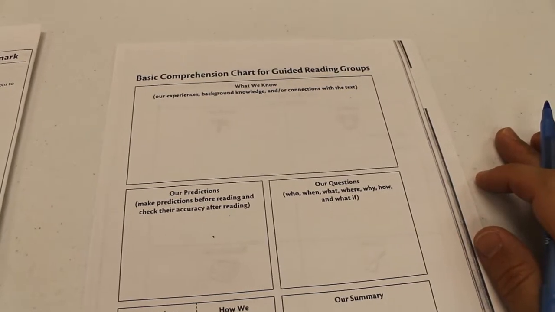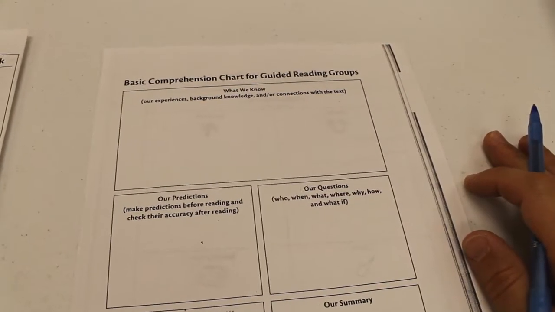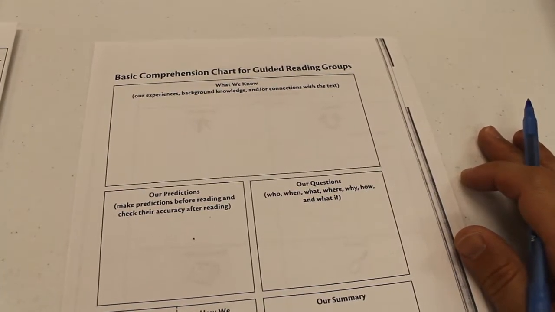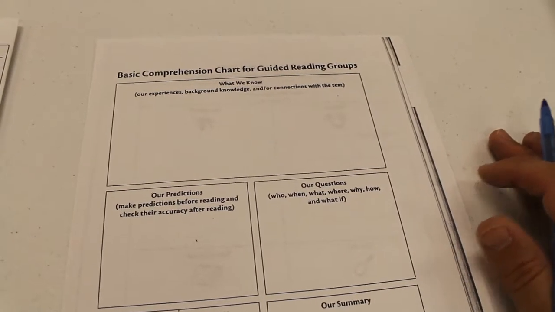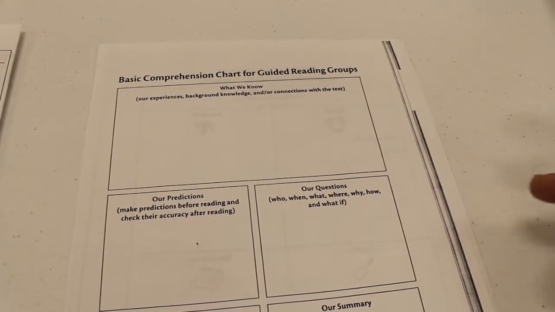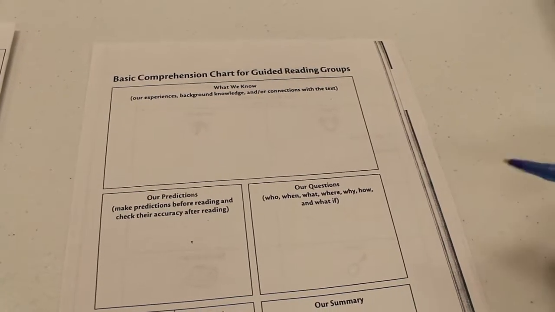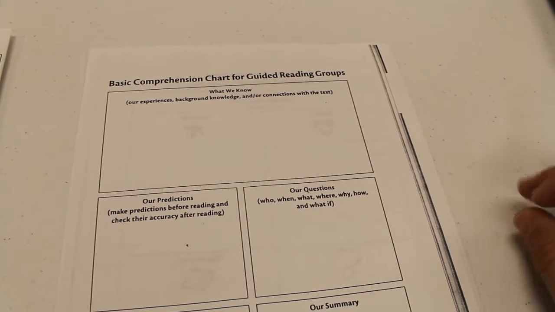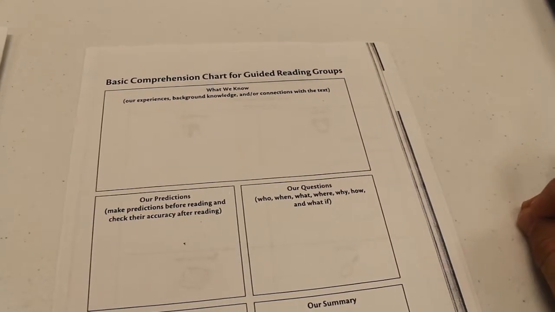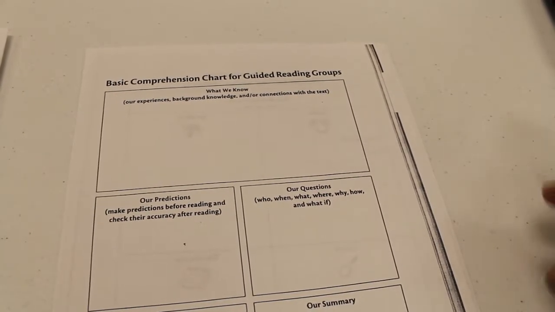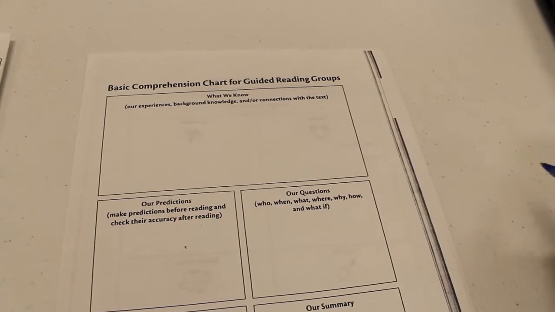This sheet is called the Basic Comprehension Chart. This is a sheet where we can track our thoughts as we read. As we get better at reading complex texts, we may just make our annotations on the text itself or in our brain. And just to be clear, annotation means to mark or write a note. In fact, let's make an annotation right now on our comprehension chart.